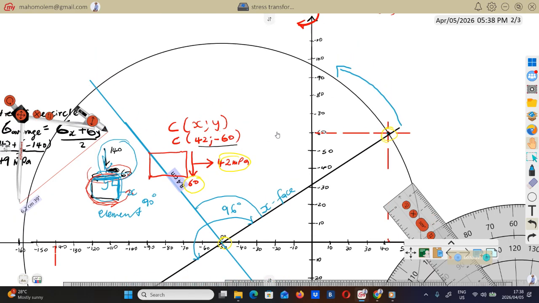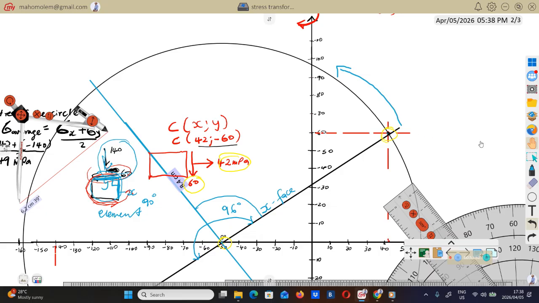So now we have to find the stress that will act on this sky blue line. This is the line, or the plane, after rotating the element by 48. This is the plane, this blue line. So we have to find the stresses acting on this plane.